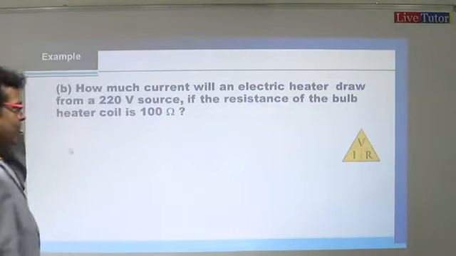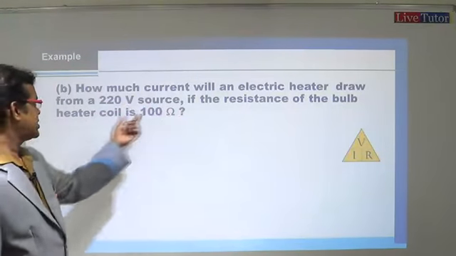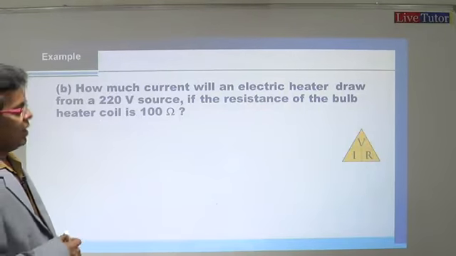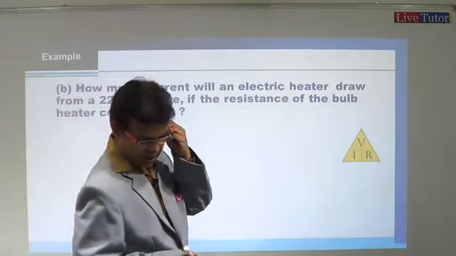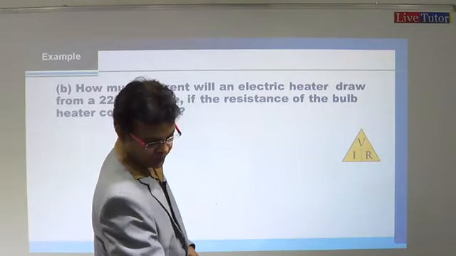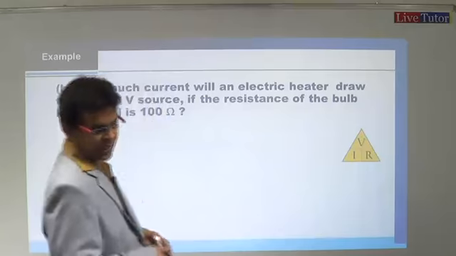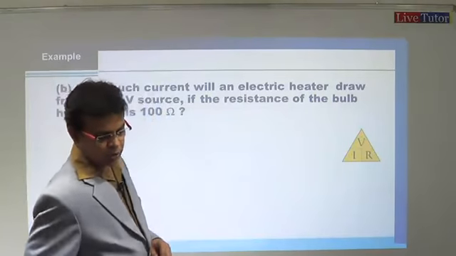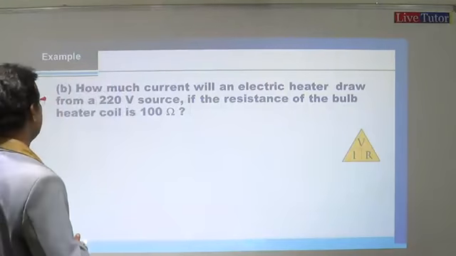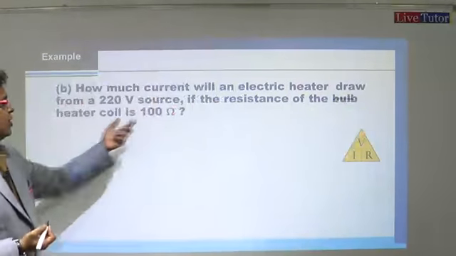Next one. How much current will an electric heater draw from a 220 volt source if the resistance of the heater coil is 100 ohms? What is the question? In the same question, how much current will an electric heater coil draw from a 220 volt source? The resistance of the heater coil is 100 ohms.